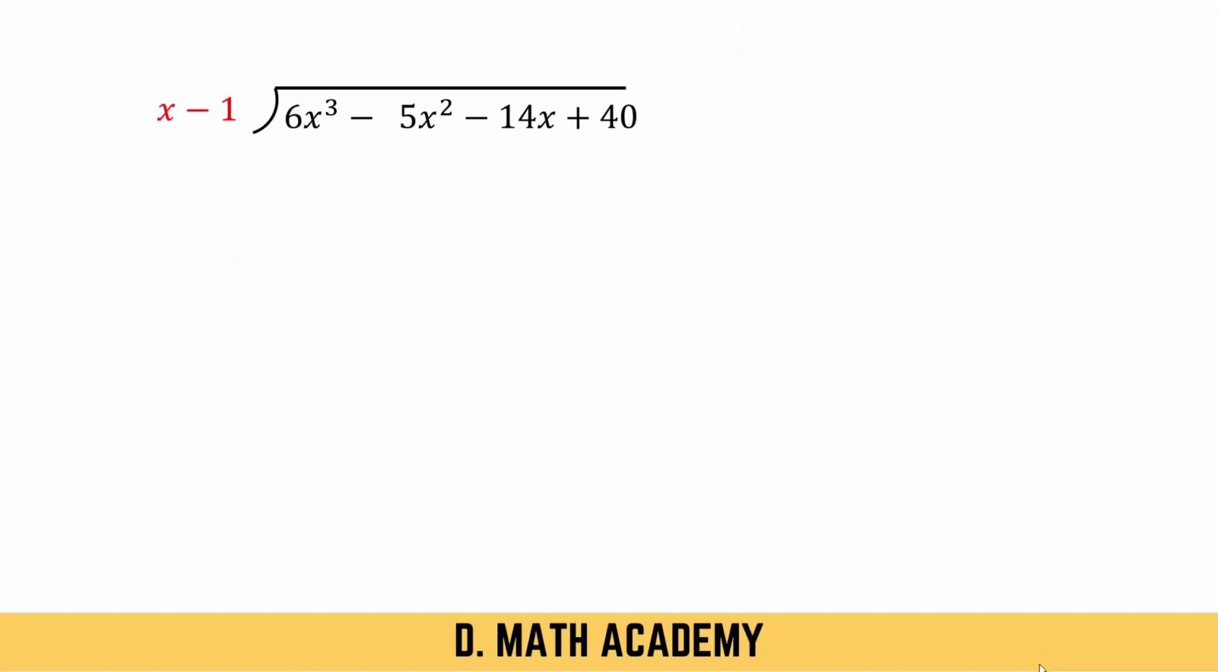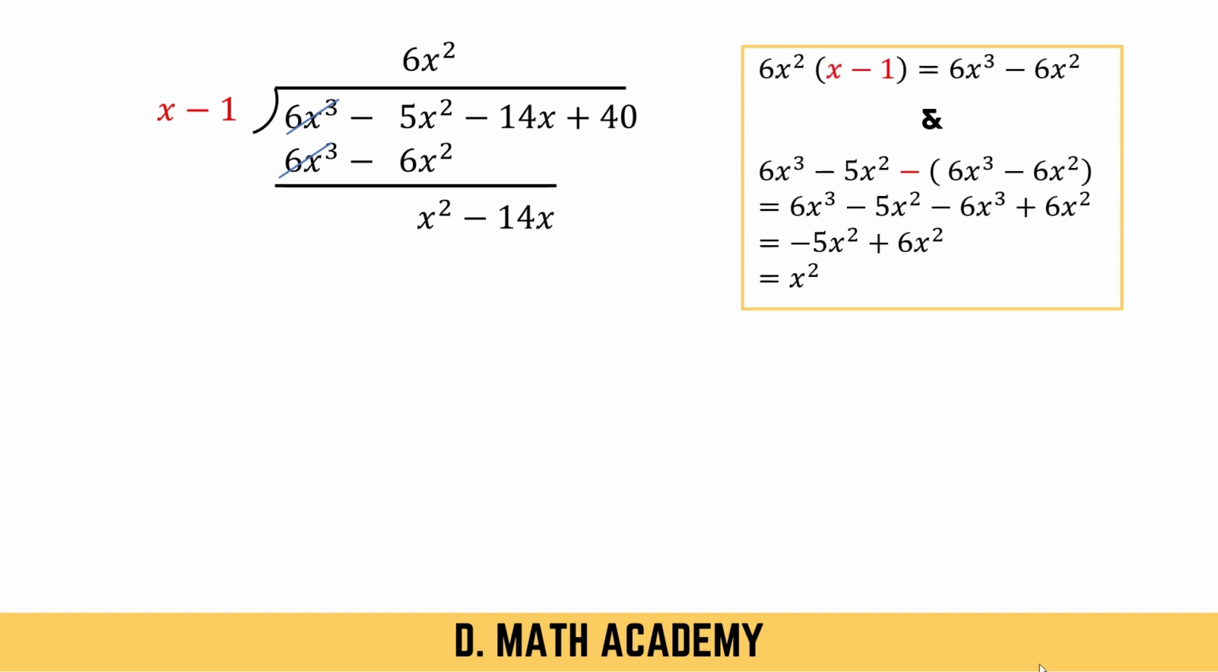Moving on to the next example, we have 6x cubed minus 5x squared minus 14x plus 40, and now it is being divided by x minus 1. When it is being divided, remember the same objective: trying to get rid of the numbers at the front. So x multiplied with 6x squared will become 6x cubed and cancel off each other. 6x squared multiplied with x minus 1 gives 6x cubed minus 6x squared, and the difference will get you x squared.